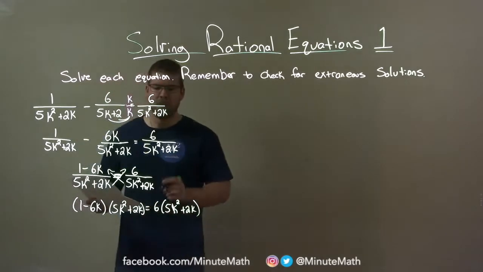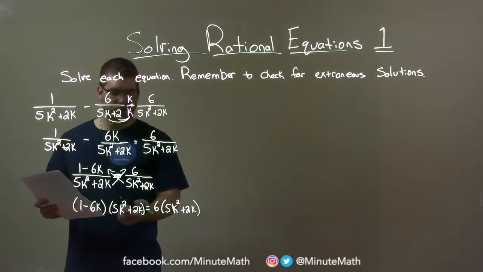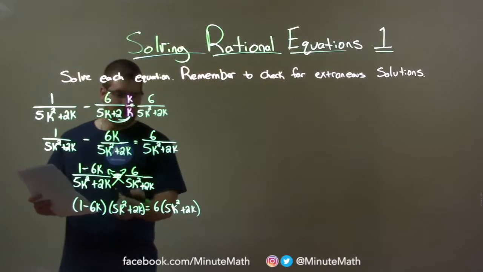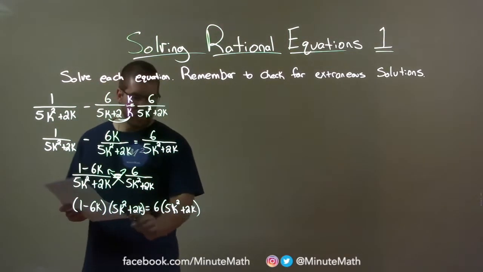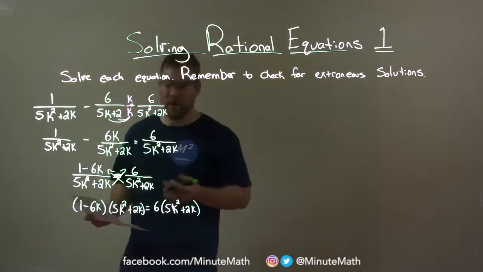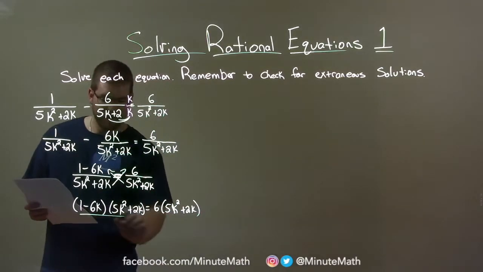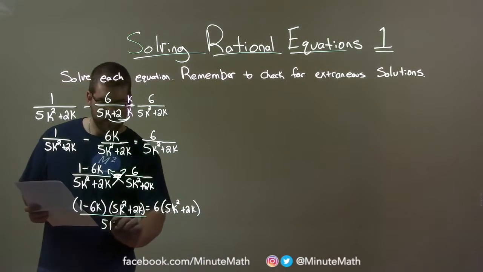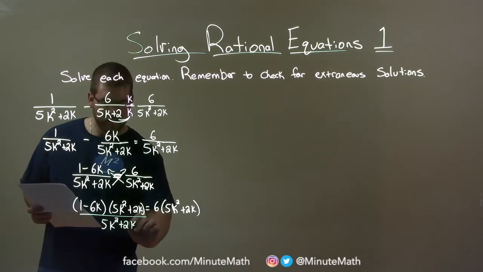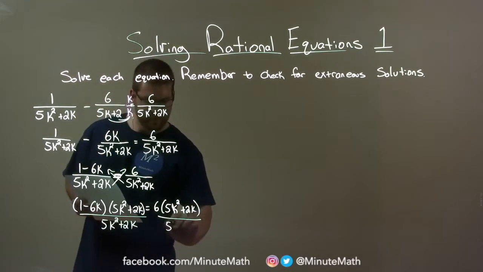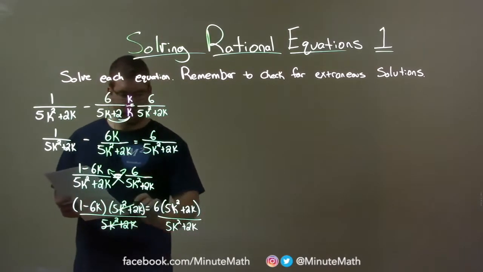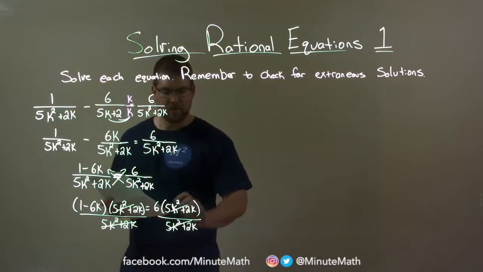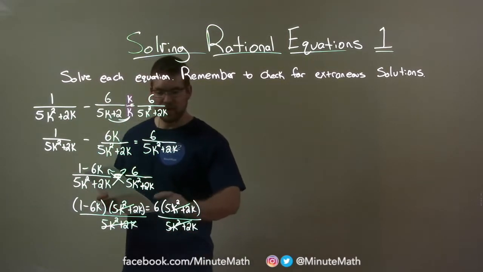Now, I'm going to divide both sides by this 5k squared plus 2k. Normally, I would just start distributing right now, but I know if I divide that to both sides, that's going to kind of cancel out. I like to cancel as much as possible. So, if I divide that 5k squared plus 2k to both sides, these will cancel right here, and this will cancel, because they're exactly the same.